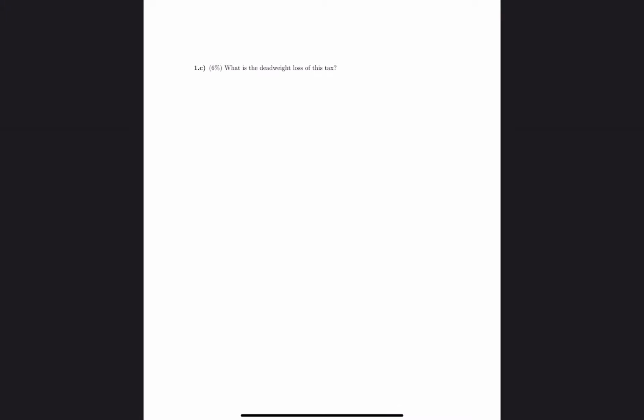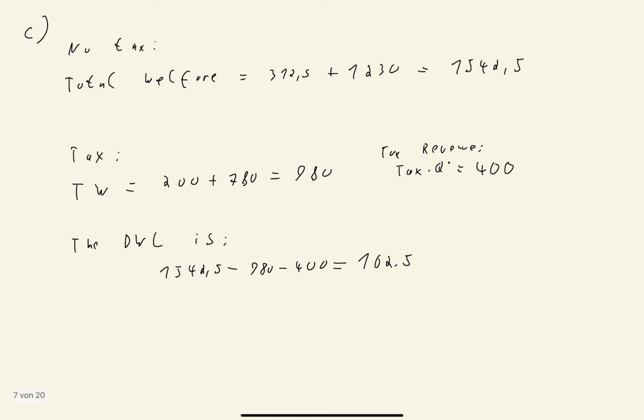Question C is, what is the deadweight loss of this tax? So in order to answer this question, what we need to derive is the total welfare of this economy with the tax and without the tax. So we start with the no tax environment. Here the total welfare is simply the consumer rent plus the profit of the monopolist. So that's everything which is included in this economy. So in total, we have 1,542.5 monetary units as total welfare.